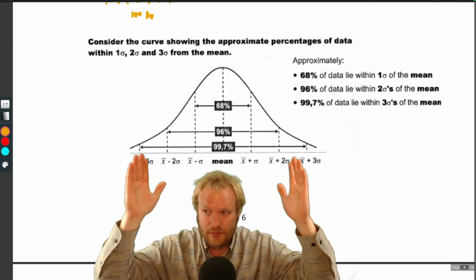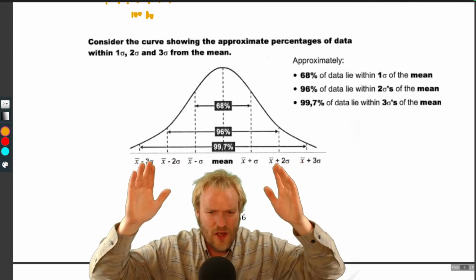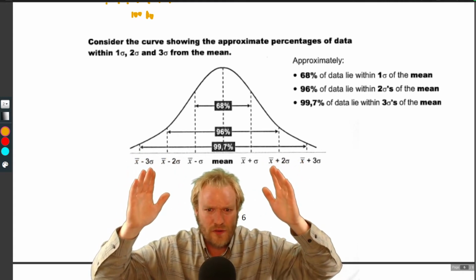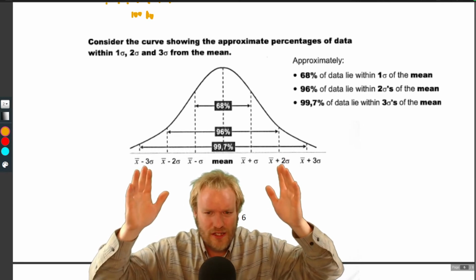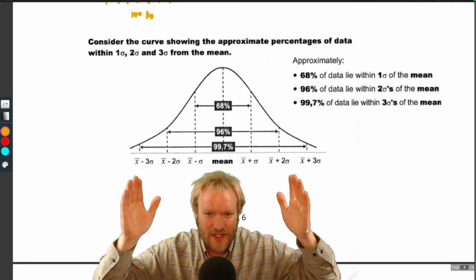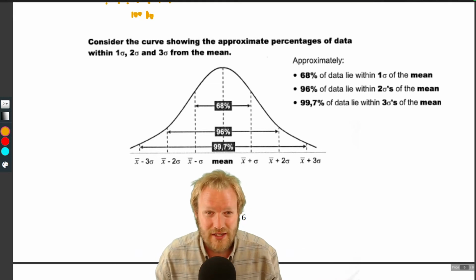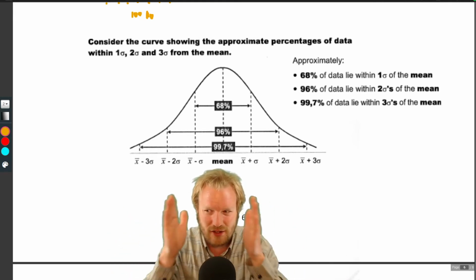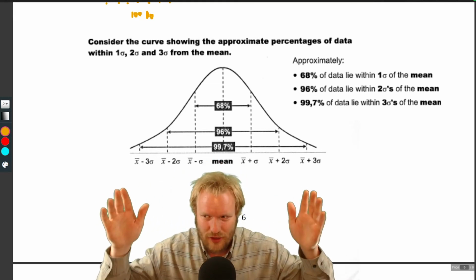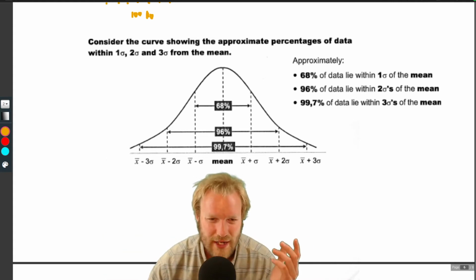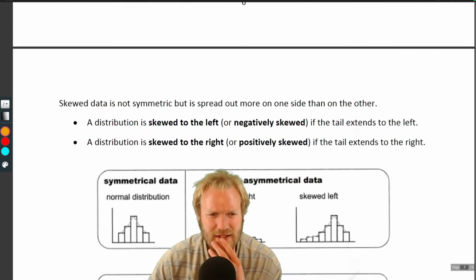And then if we go out by 3 standard deviations, 99.7% of our data is there. So most of our data is sitting close and kind of tails off. And then there are hardly any that are way, way out. So let's see some other pictures.